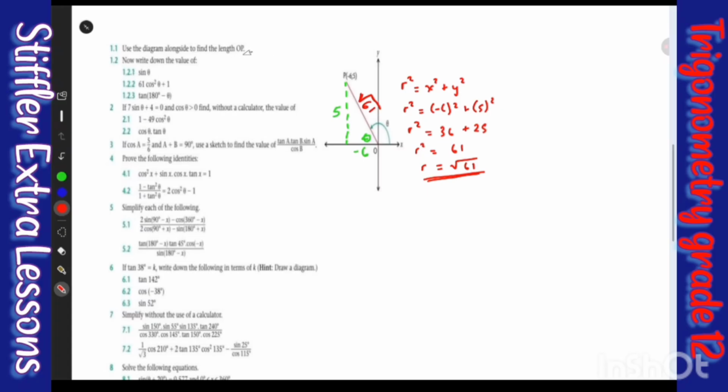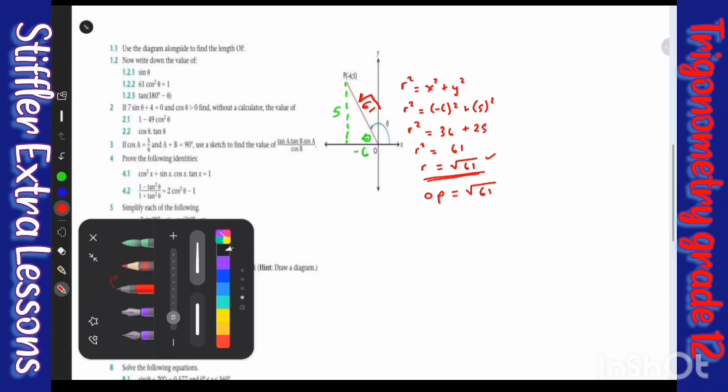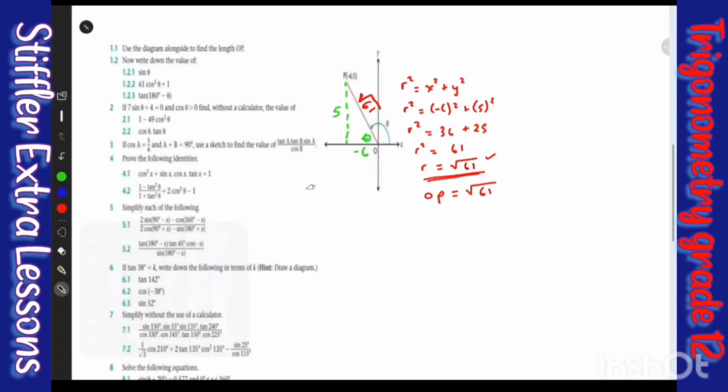alongside to find the length OP, and we just found OP. So OP is root of 61. So don't forget to write OP. Don't just leave it as r. We want to answer what they asked. So OP is equal to that. So the next question they said we must write down the value of sine theta.